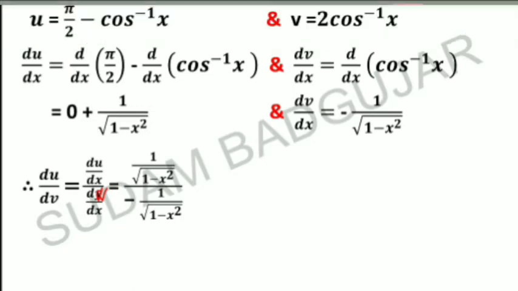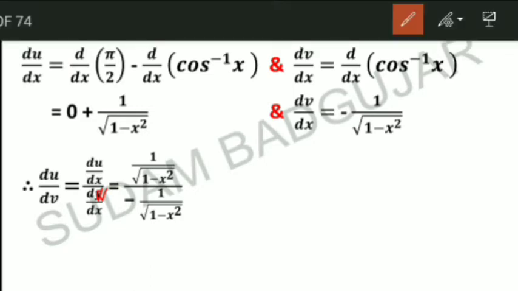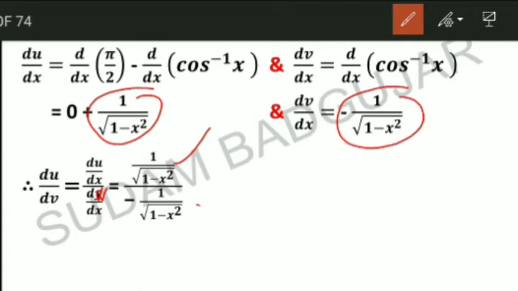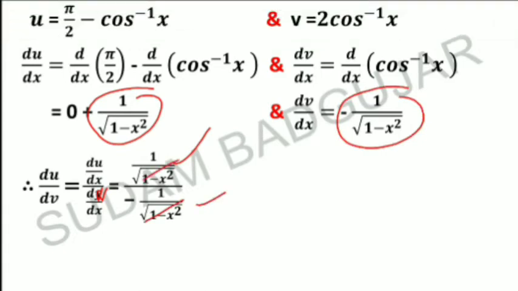So it is nothing but you have to substitute this value. What is du by dx? Du by dx is equal to this one, so you have to substitute this value, and dv by dx is equal to this, that is minus 1 upon this. Now similar terms get cancelled, and that is nothing but minus 1. Du by dv is equal to minus 1. That's it. It's a very simple form.